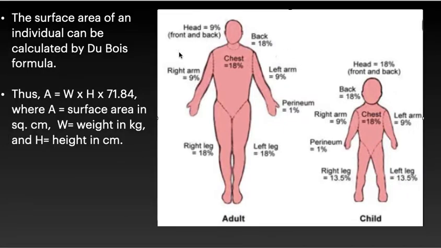Now, the area is calculated by the Du Bois formula, in which area is equal to the weight of an individual in kilogram to the power 0.425, into height in centimeter to the power 0.725, with a constant of 0.007184, right? In the child, the right and the left leg are 13.5 each, different from the adult, where it is 18 for each of the limbs.